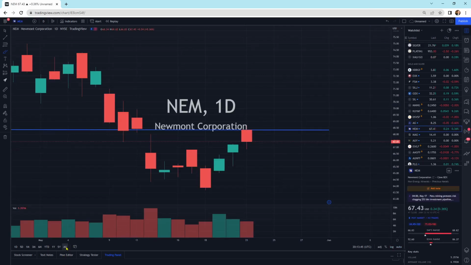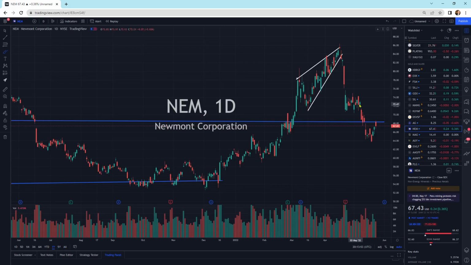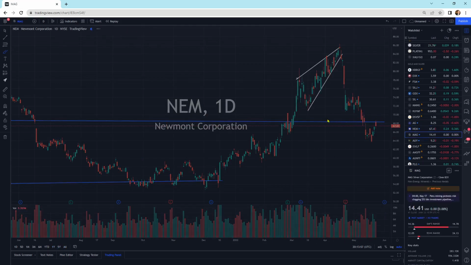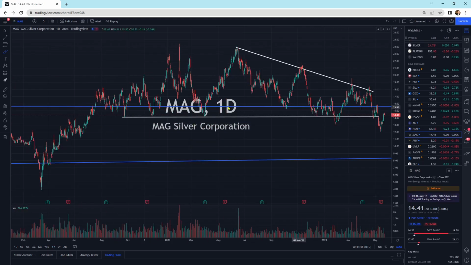Newmont's coming back, retesting this breakout here. If we zoom in, there's your kind of retest, and we're getting a little bit of support right where it's at. Mag Silver, again, nice, good bullish engulfing there. A nice, good push higher. We're back within this support resistance band in this general vicinity.